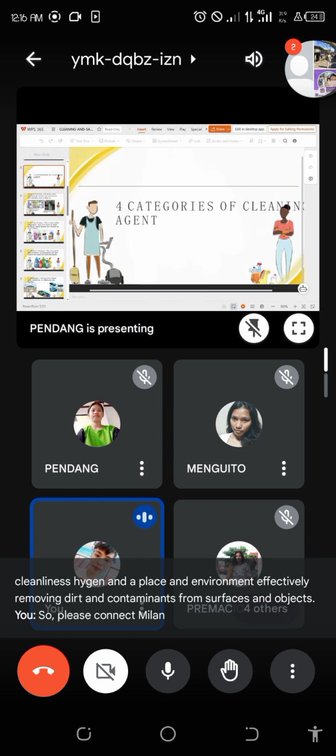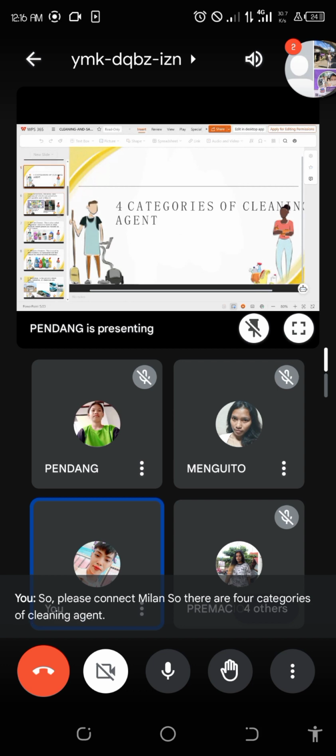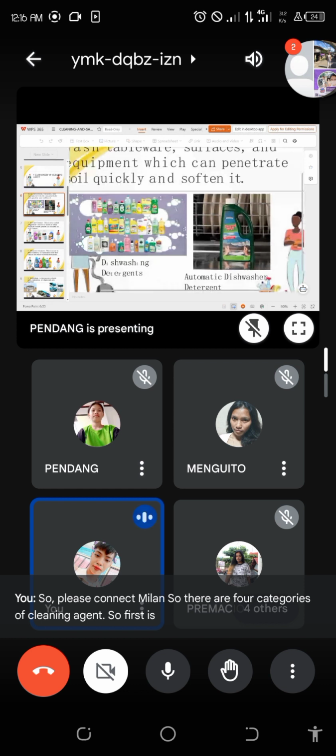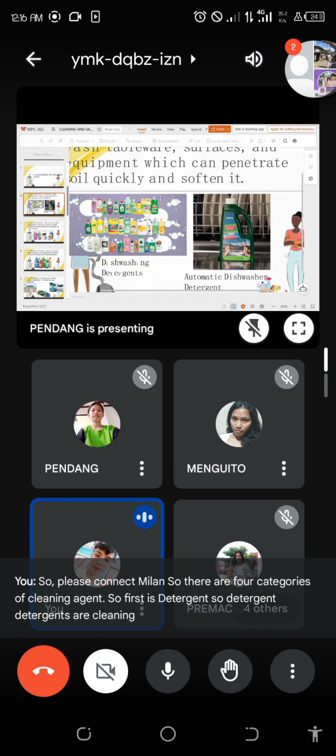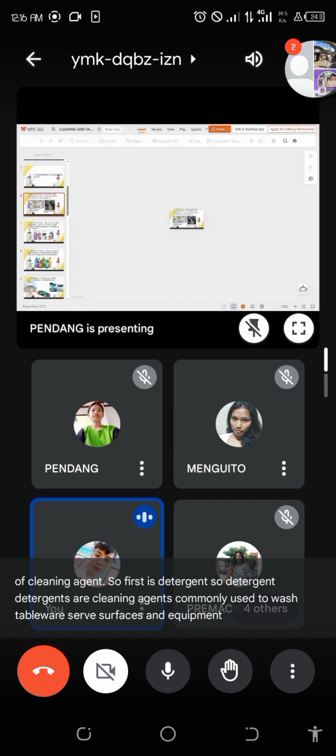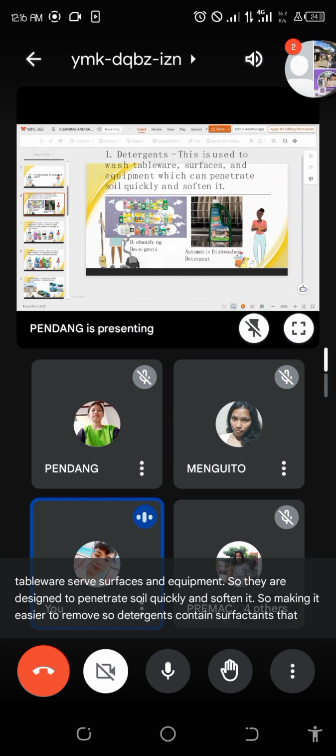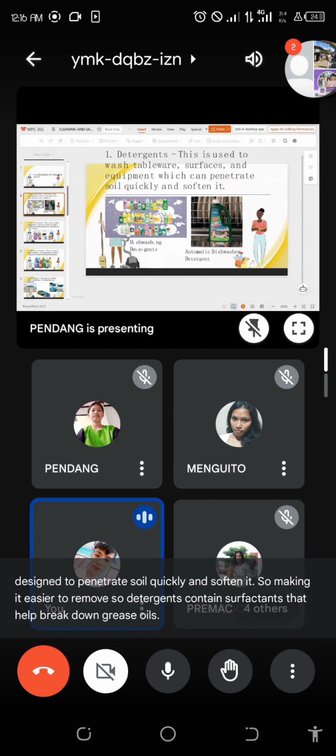So, there are four categories of cleaning agent. First is detergent. Detergents are cleaning agents commonly used to wash tableware, surfaces, and equipment. They are designed to penetrate soil quickly and soften it, making it easier to remove. Detergents contain surfactants that help break down grease, oils, food particles, and other substances. There are two types of detergent.